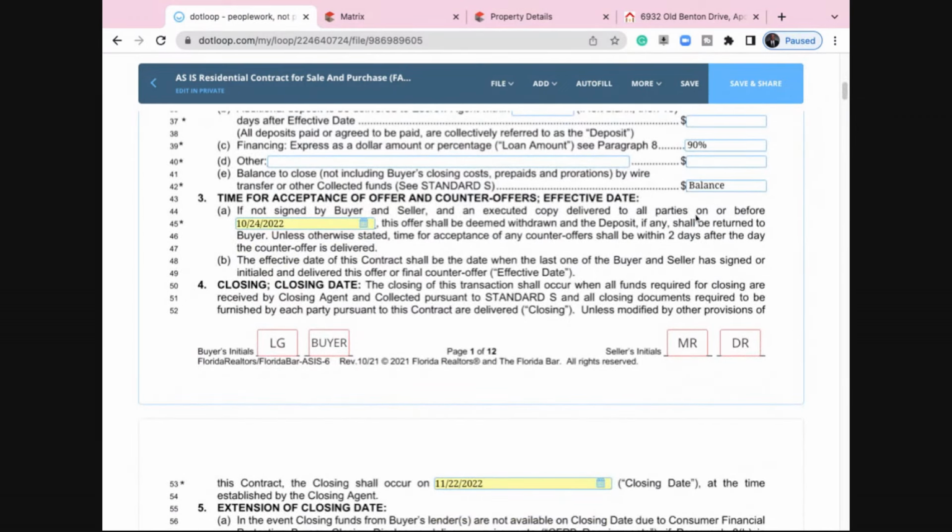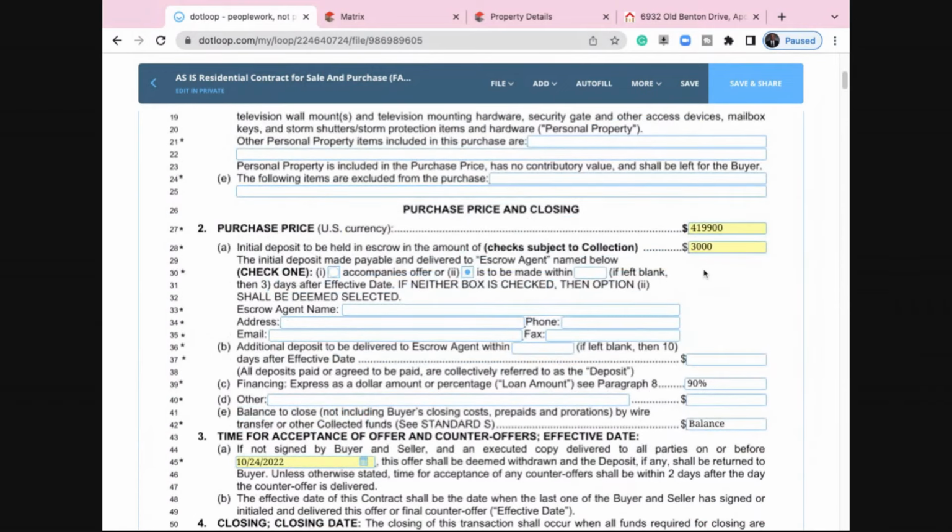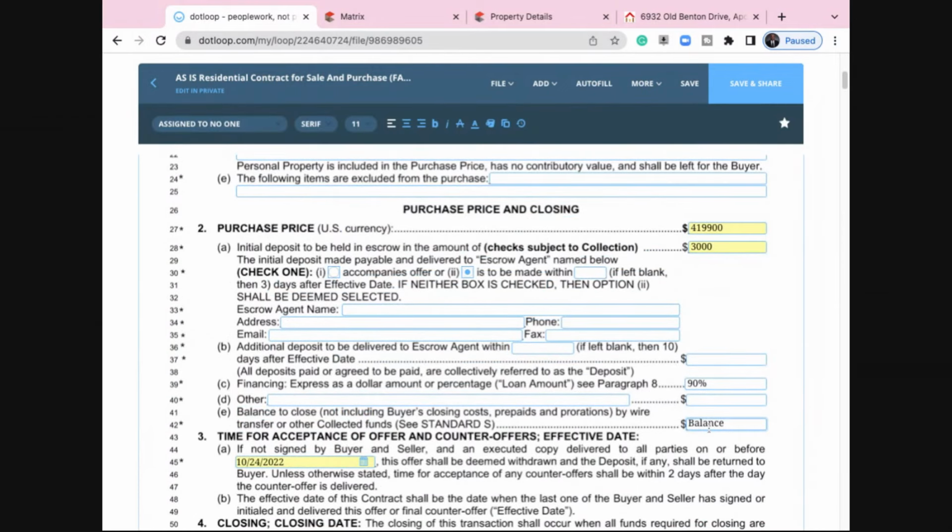So a lot of times, if you're negotiating price, a lot of us just put balance there, because once you change any amount, if you put a number here, that number is going to change. So let's say that you offered something under the asking price. Let's say they wanted $419,000 and you offered $400,000. But then it got countered back and forth, and now you guys agreed to $415,000.